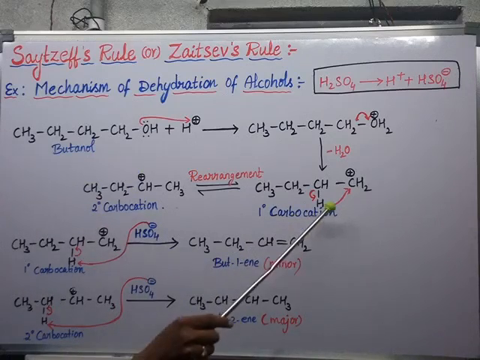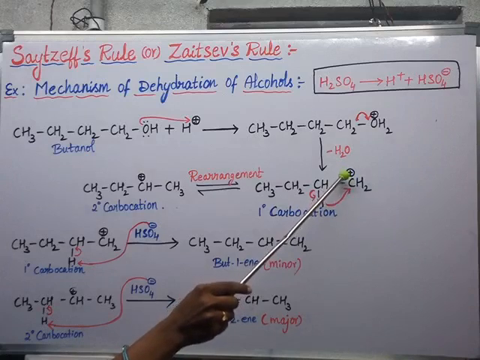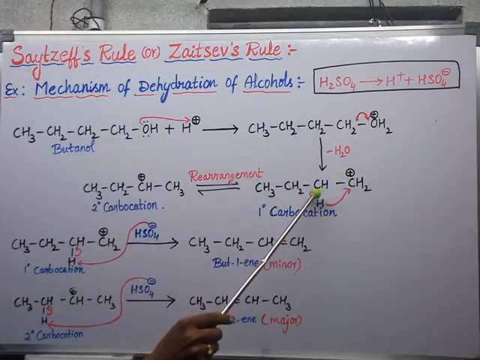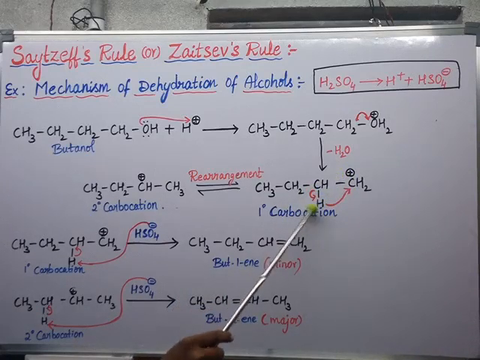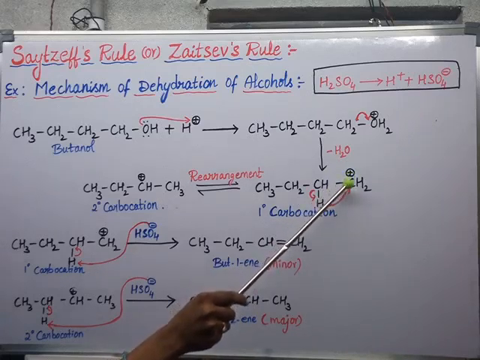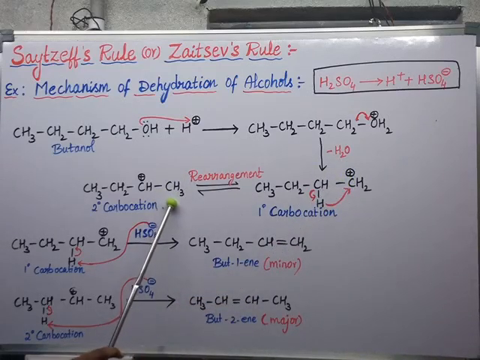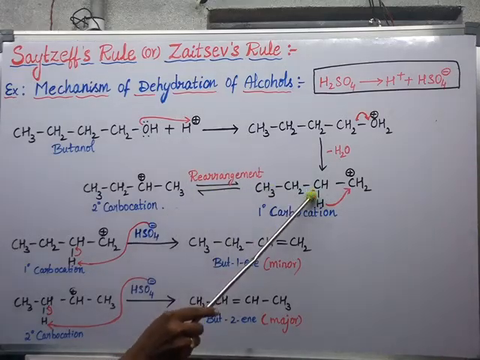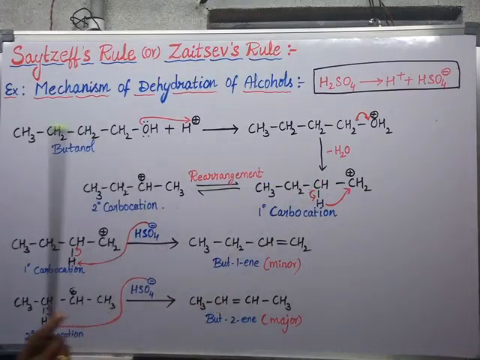This primary carbocation has a positive charge on the first carbon. So next I am shifting the bonded electrons towards hydrogen. Hydrogen gets a negative charge. This negatively charged hydrogen forms a bond with the positively charged carbon, forming CH3. Now this carbon is losing electrons, so it gets a positive charge here. So it is a secondary carbocation. Now let us see the formation of butene from these carbocations.